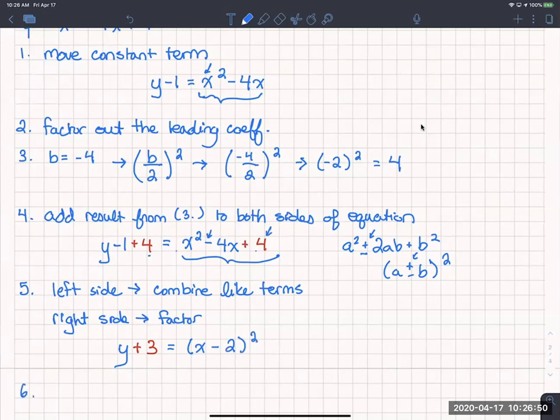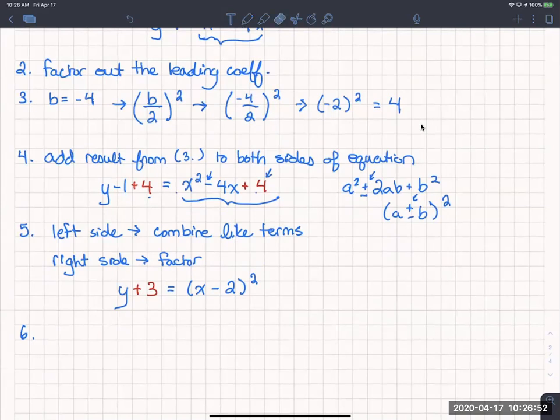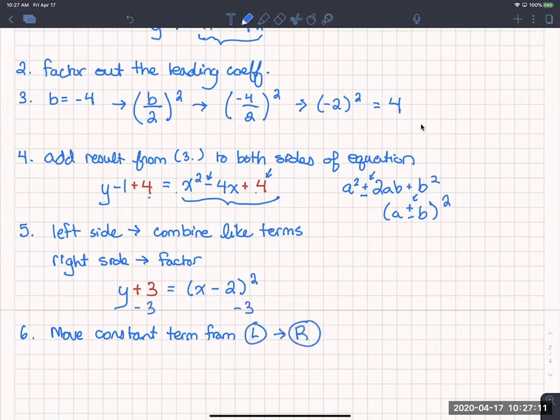And the last step now is to move the constant term from the left to the right. So remember, when we move, we subtract 3 from both sides. And my final answer is y equals (x minus 2) squared minus 3.